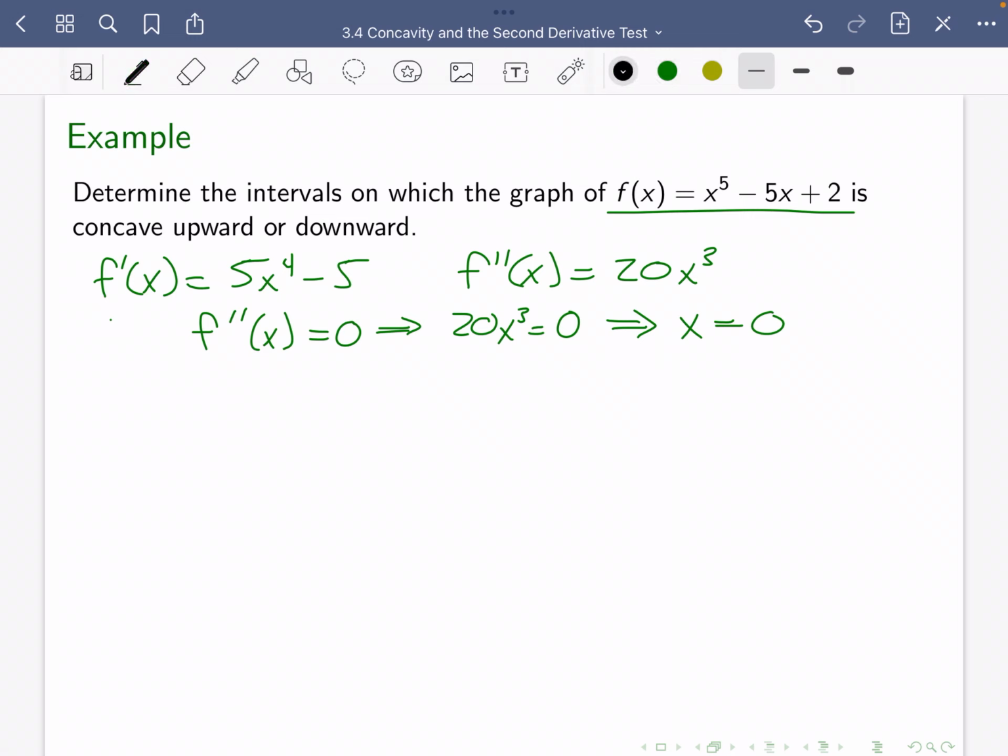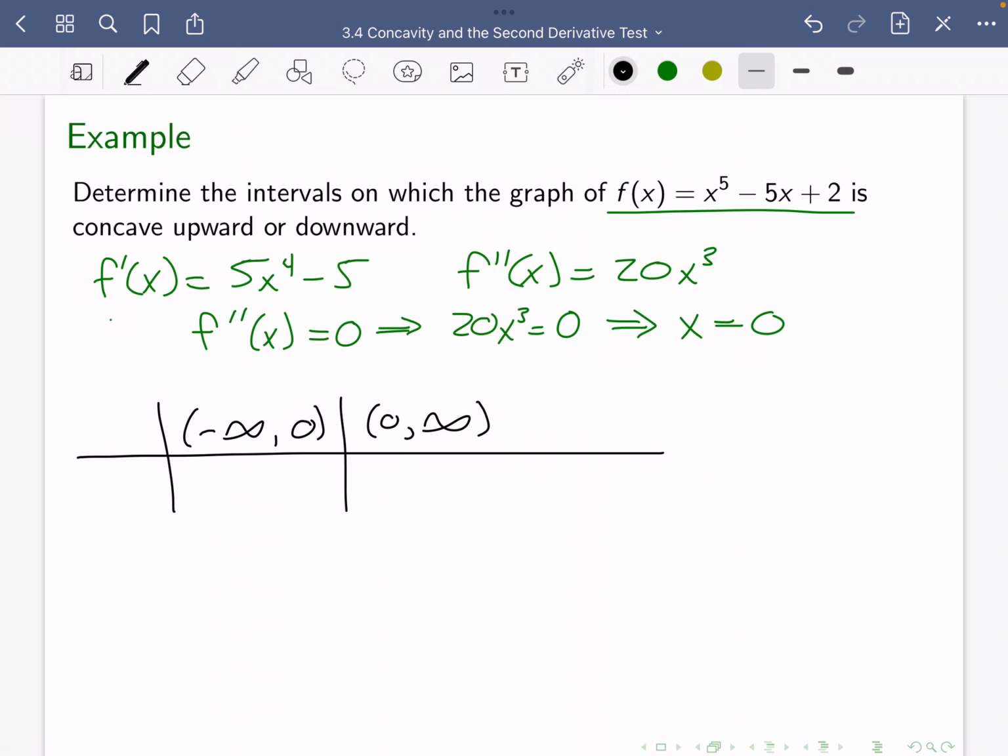And so now we are going to do a sign chart. We're going to go from negative infinity up to 0, and then we're going to go from 0 all the way up to infinity. This is a sign chart for the second derivative because the second derivative will tell us about concavity.